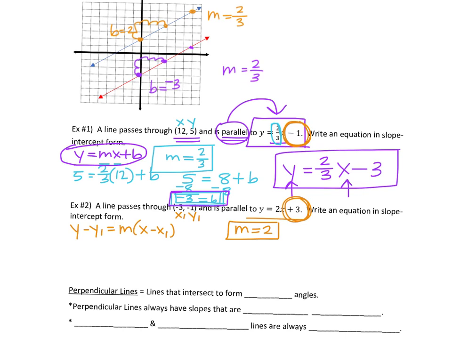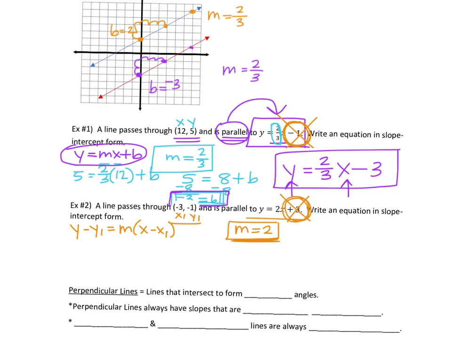You need to find a new b, right? Because we can't have the same b. If we have the same b, it's the same line. So forget that number. We don't want it in any of our equations, okay? So you have a slope of 2. And you have a point, -3, -1, okay? We're going to plug that into point slope form and then turn it into slope-intercept form. This is what you did on your last quiz, right? Plug it into point slope, turn it into slope-intercept.